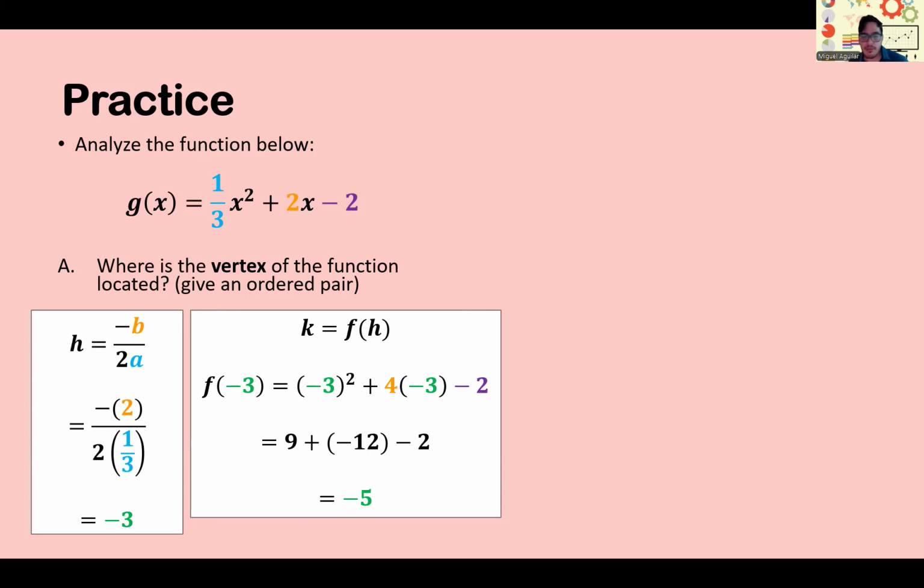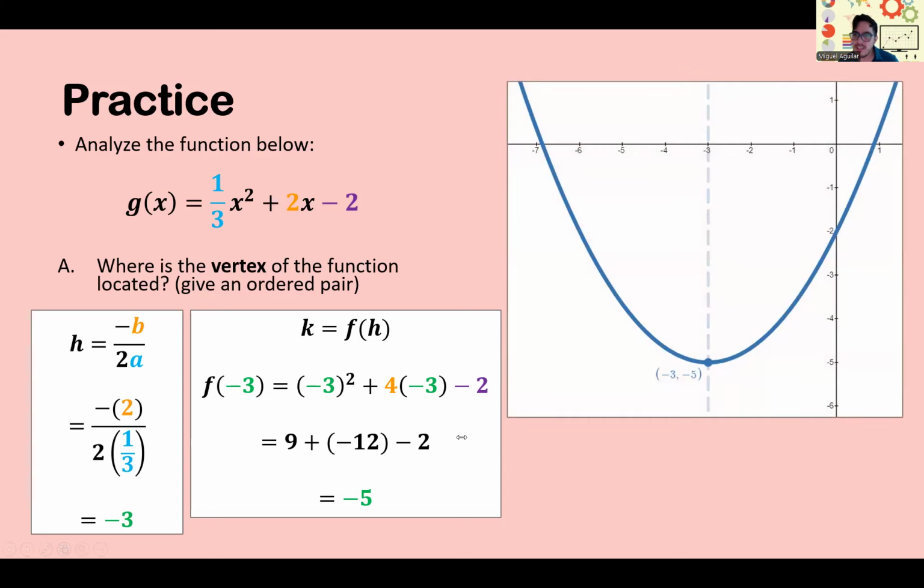So (-3, 5) is the vertex, and the axis of symmetry is just x = -3. If we were to graph this, you can see that dashed line that I have cutting through the middle of my parabola is cutting through the x value of -3. That's the axis of symmetry, which is the same as the first coordinate for the vertex.